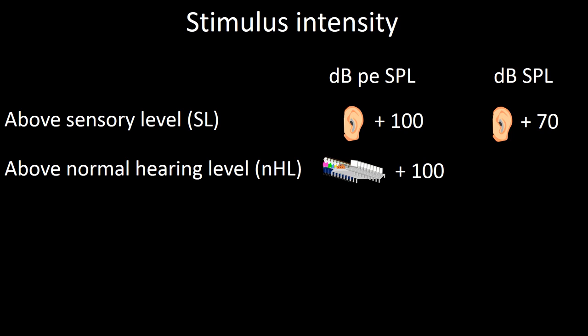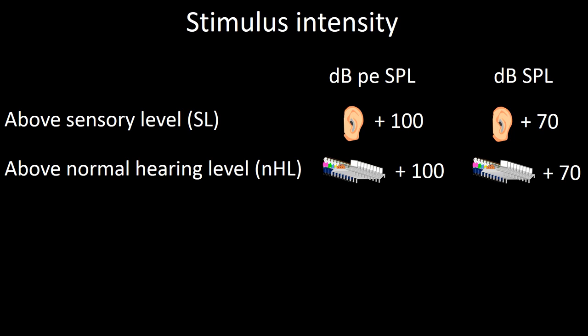When designating a click as NHL and using dB peak equivalent SPL level as the unit, the intensity of the click is usually that of 100 dB above the peak equivalent SPL intensity of the normal control lab.